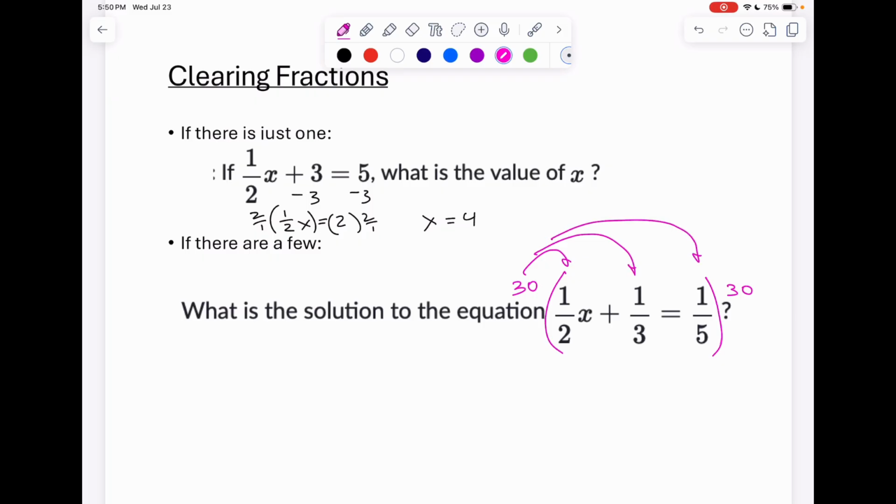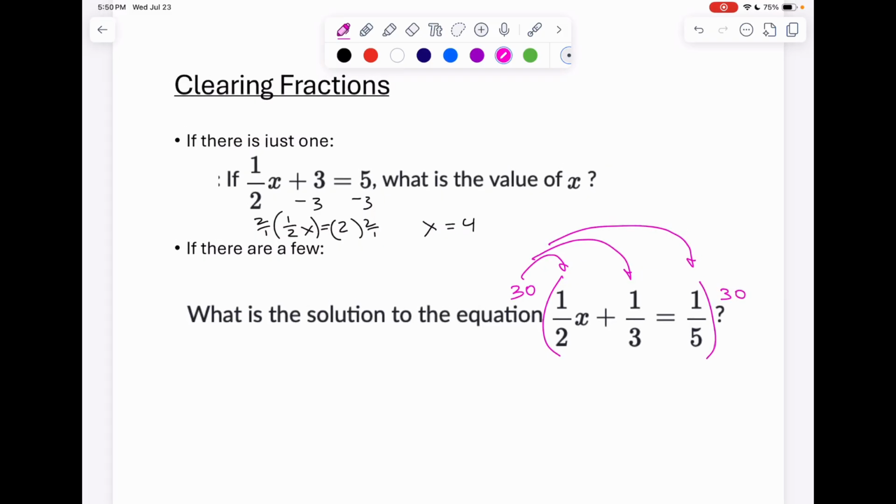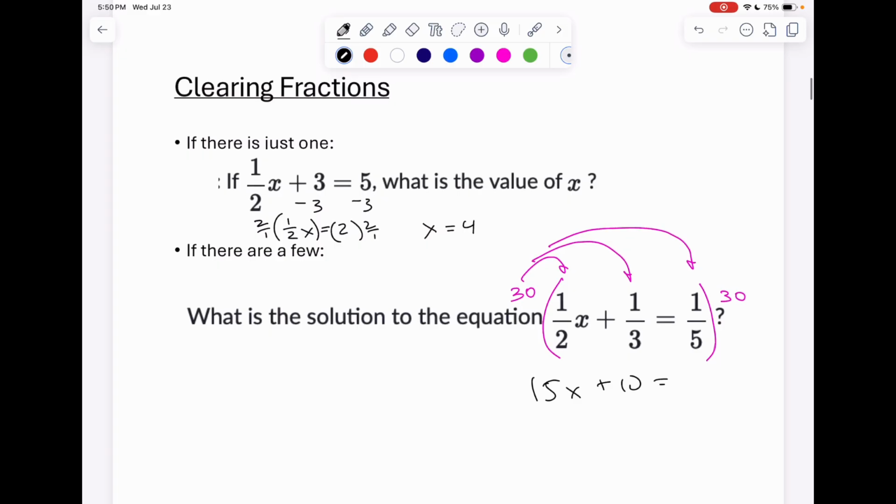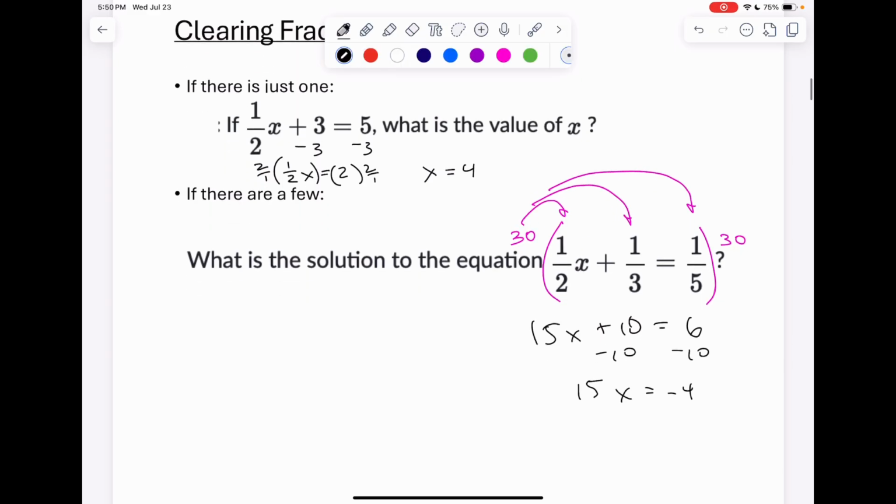1/2 times 30 is 15, so that'll give us 15x. 1/3 of 30 is 10, equals 1/5 of 30 is 6. And again, you could do all that in your calculator. Subtract 10 from both sides, we'll get 15x equals -4. We'll divide both sides by 15. And we'll get x equals -4 over 15.